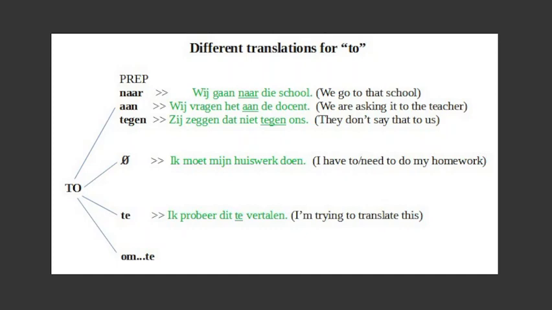In this video, however, I focus on the last three possibilities of translating the word "to". The first kind of case you already saw, where we don't use any word to translate, like in ik moet mijn huiswerk doen. The second case we also already have seen, where we do use the word "te", as in ik probeer dit te vertalen. The third case is where we use the combination "om te", which I will talk about later in this video.